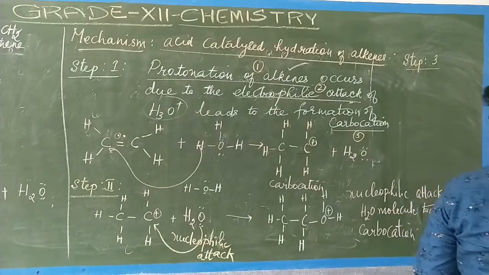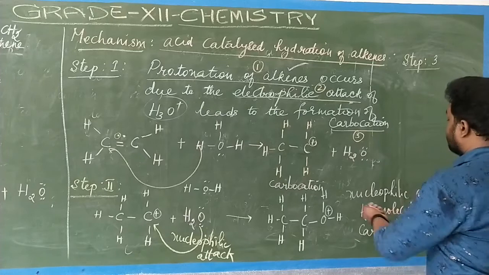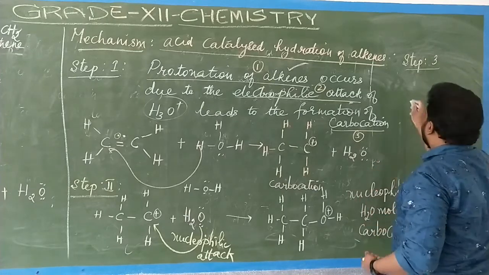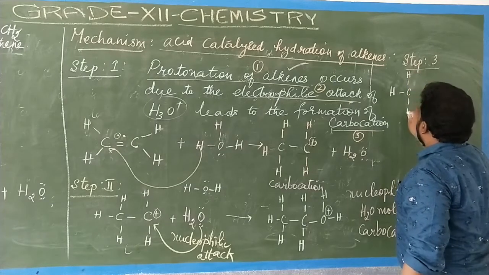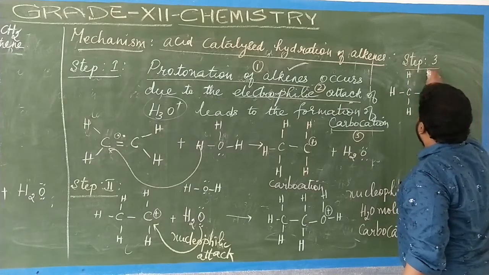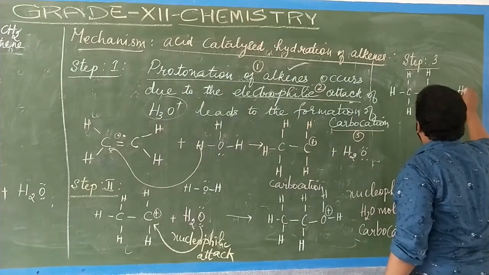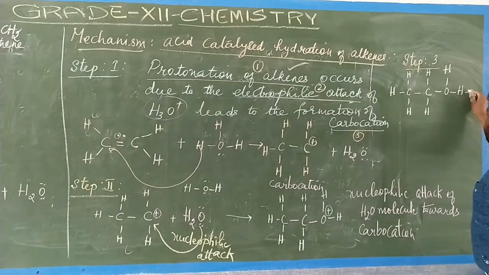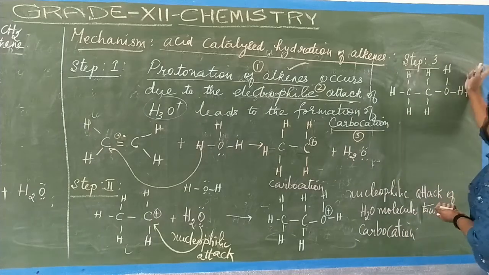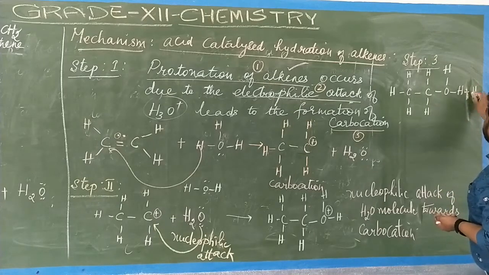What is this step 3? Now we will take water and this product which has formed in step 2. The product is carbon bonded to hydrogen, hydrogen, hydrogen, then C bonded to hydrogen, hydrogen, then O bonded to H, H. Again, I am combining this product with water.